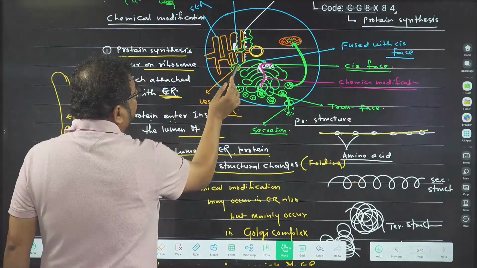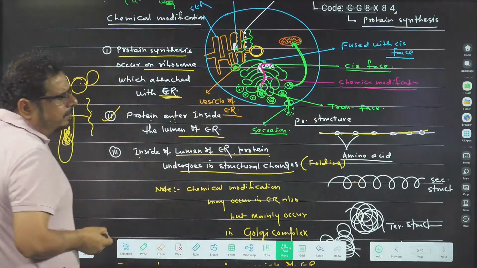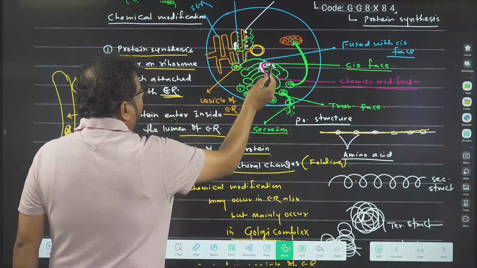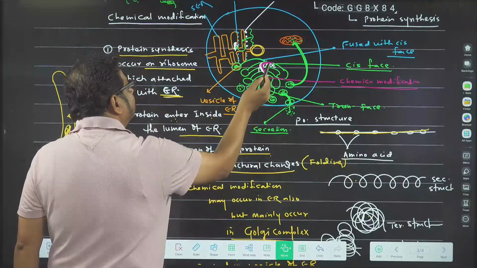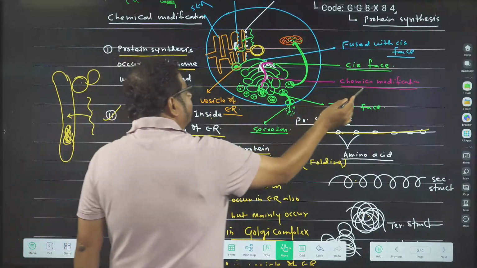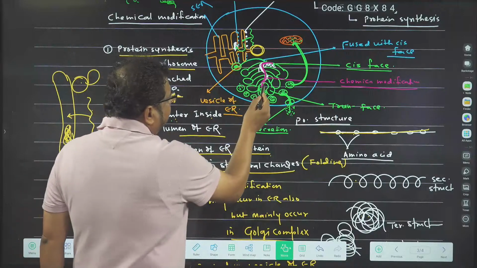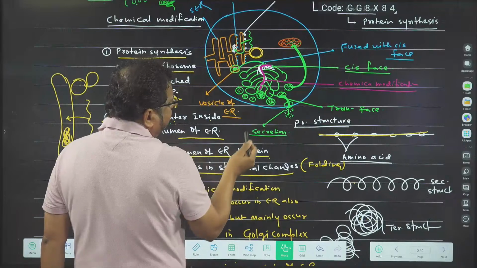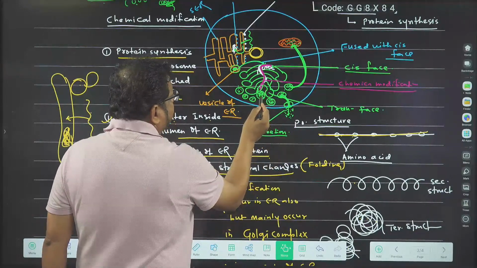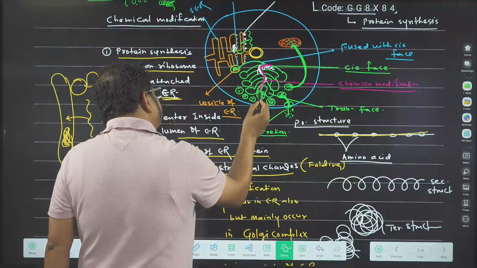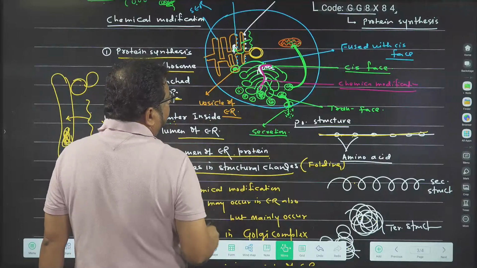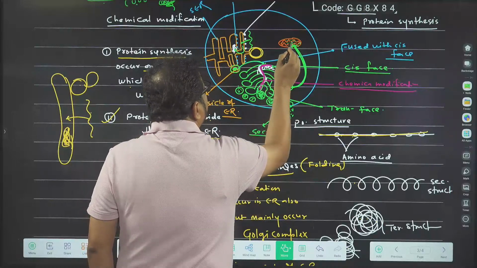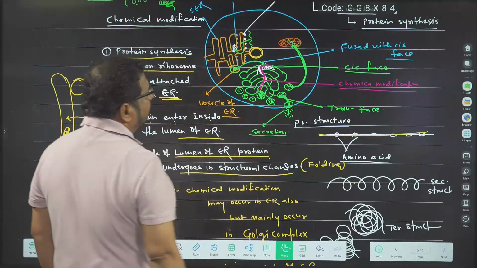Later on, this vesicle of the ER fuses with the cis face of the Golgi complex and releases its protein in the cisternae. Now this protein migrates from the cis face to the trans face. During that time, chemical modification occurs. At the trans face, the cisternal part pinches off and forms a packaging material called a vesicle. So these chemically modified proteins are packed in the vesicle, and these vesicles may transport them either to an intracellular target or an extracellular target.